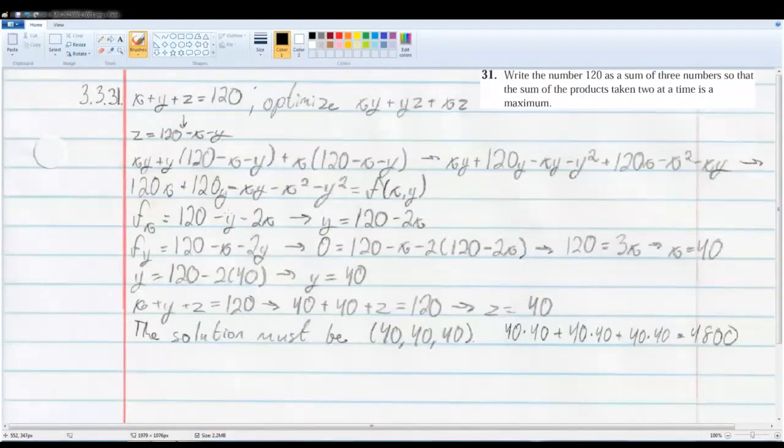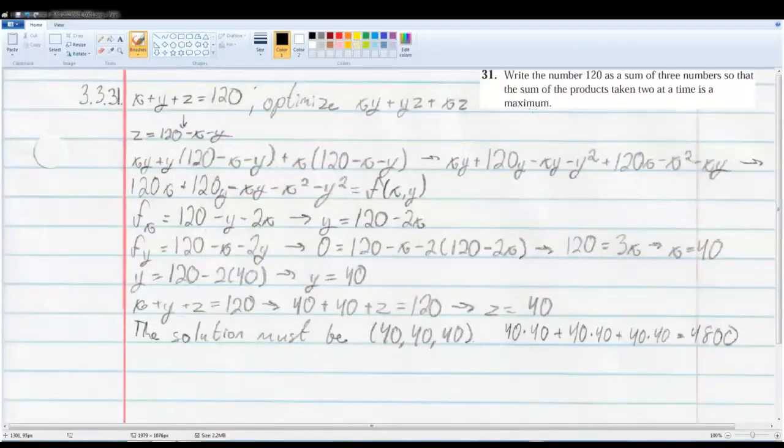So I did question 31 from section 3. And depending on how you look at it, this question could be either really easy or really difficult, especially if you don't know where to start.